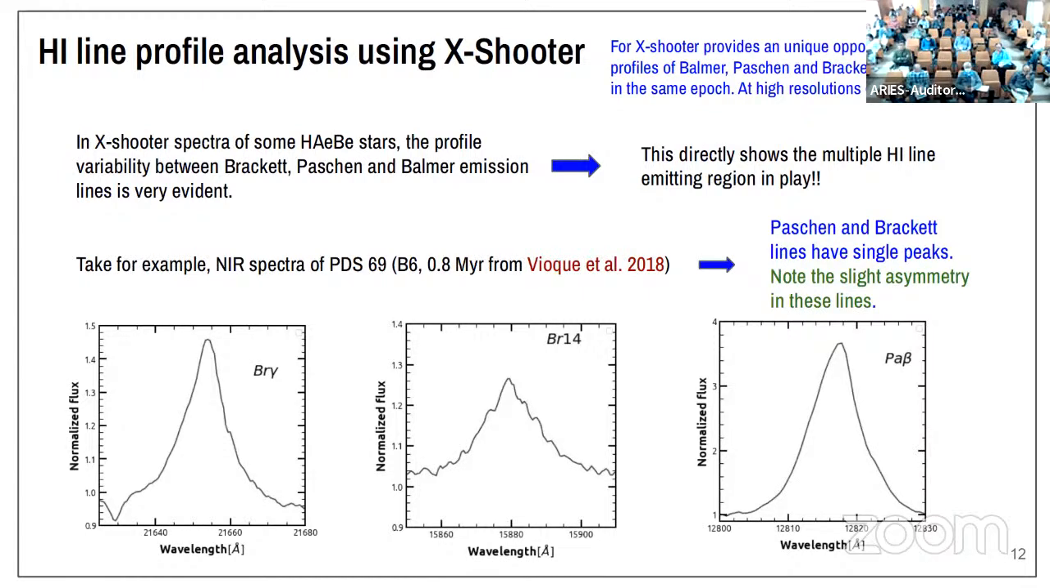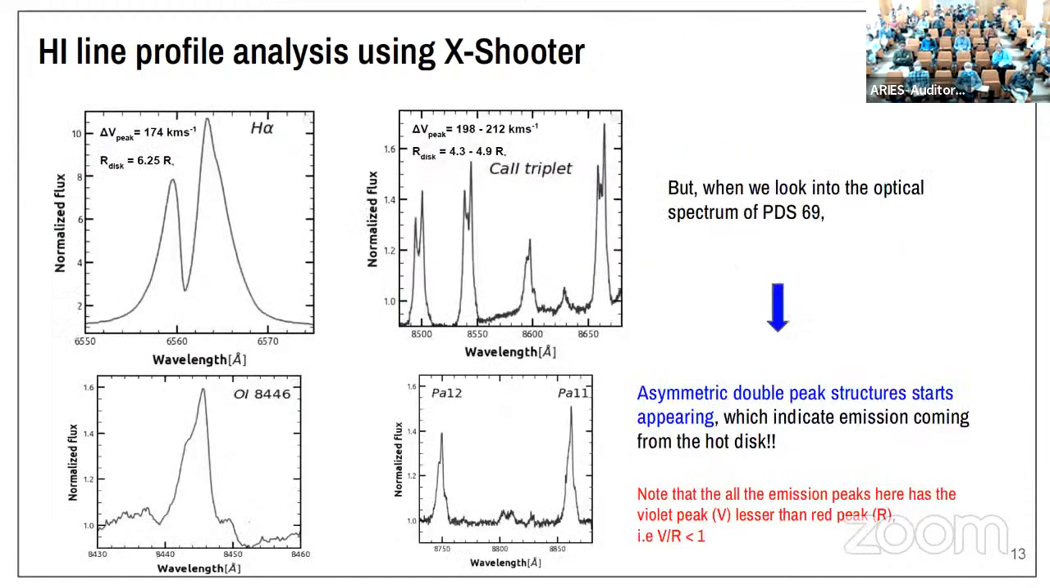Here, when we look at the X-shooter spectra from the whole wavelength range, we can see that there are multiple kinds of profiles seen in the different emission lines. For example, we can take PDS 69, which is a B6 star. Here I have given the Brackett gamma, Brackett 14, and Paschen beta lines. You can see a single peak emission with a slight asymmetry. But when we go into the optical, we see that H alpha has an asymmetric double peak structure, and the calcium triplets also show asymmetric double peak structures. And the O I 8446 line again shows an asymmetric substructure.